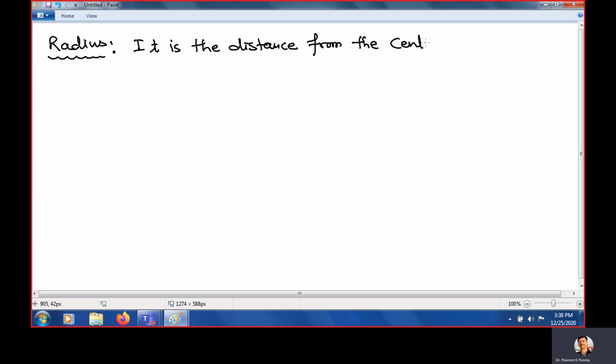Now some definitions I want to mention for you. The radius, this is the first definition. What is the radius? It is the distance from the center to any point on the circumference. It's called the radius. Clear?